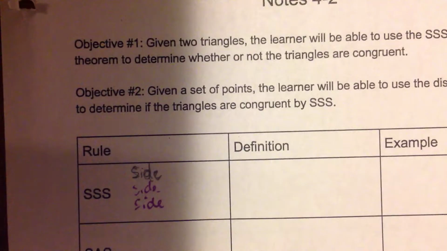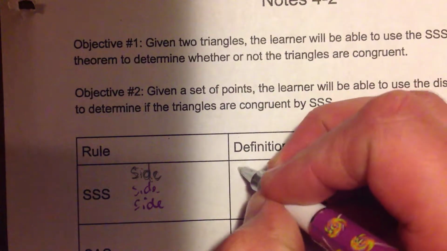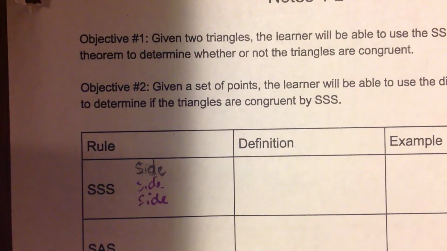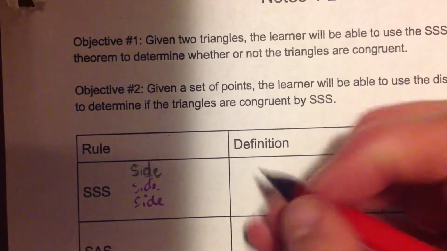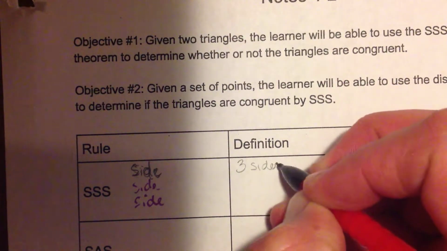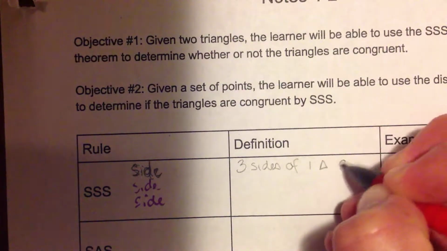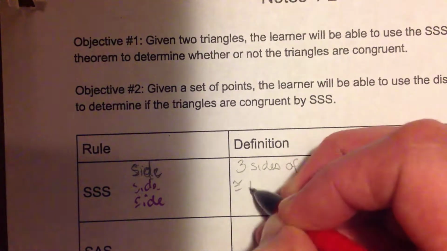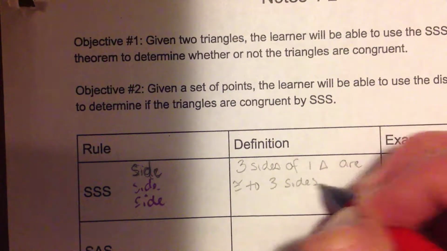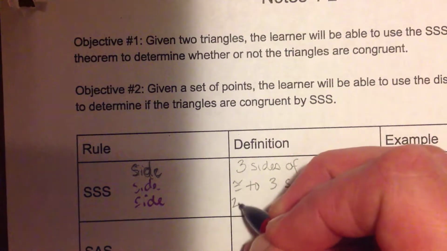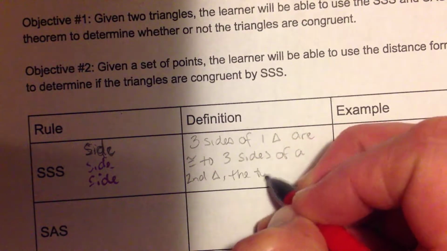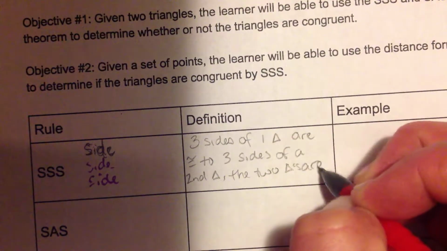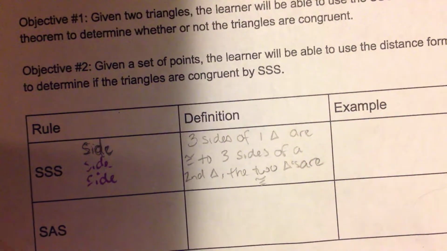So what that means is, if three sides of one triangle are congruent to three sides of a second triangle, that means the two triangles are congruent.